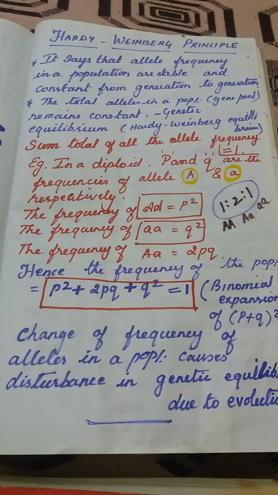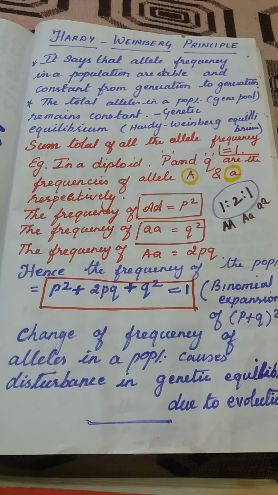The Hardy-Weinberg principle says the allelic frequency in a population remains stable or constant from generation to generation. Hardy and Weinberg constructed an expression to explain the gene frequency in a population. According to this theory, the allele frequencies in a population are stable and constant from generation to generation.